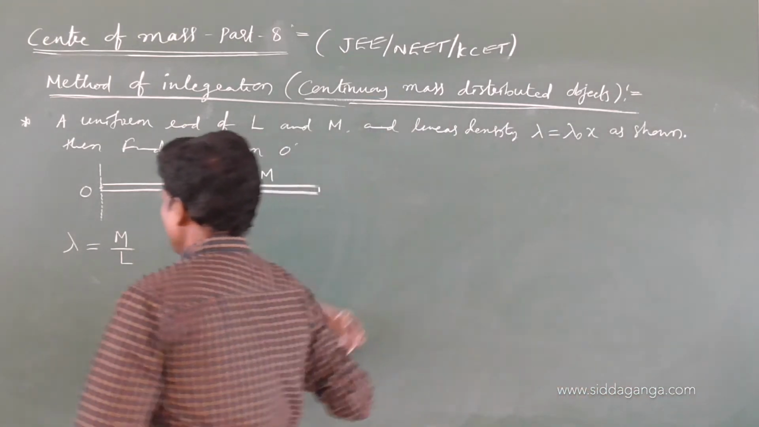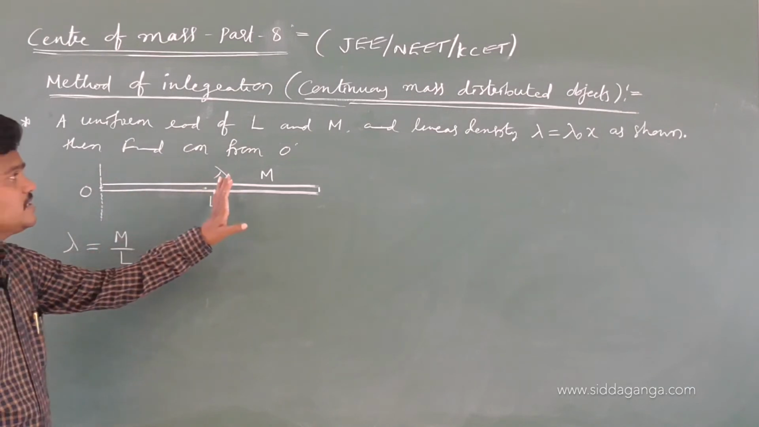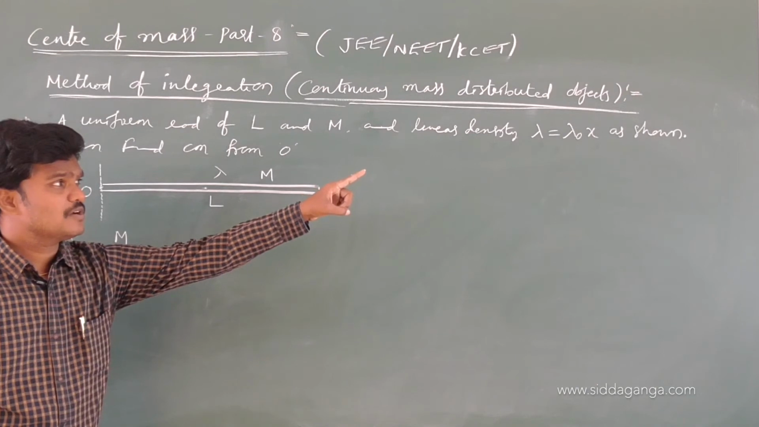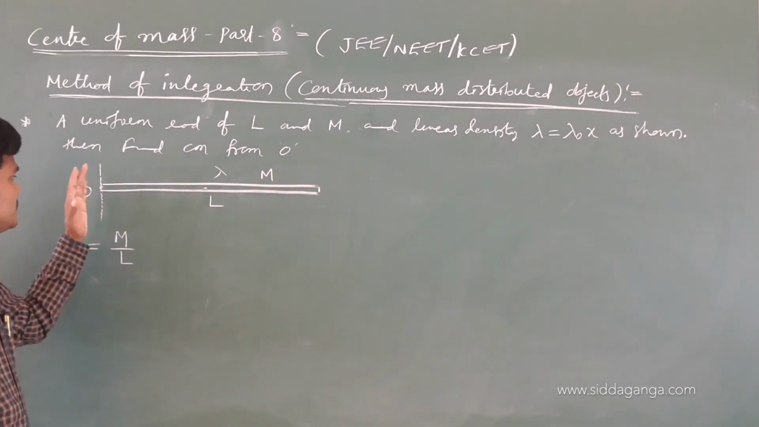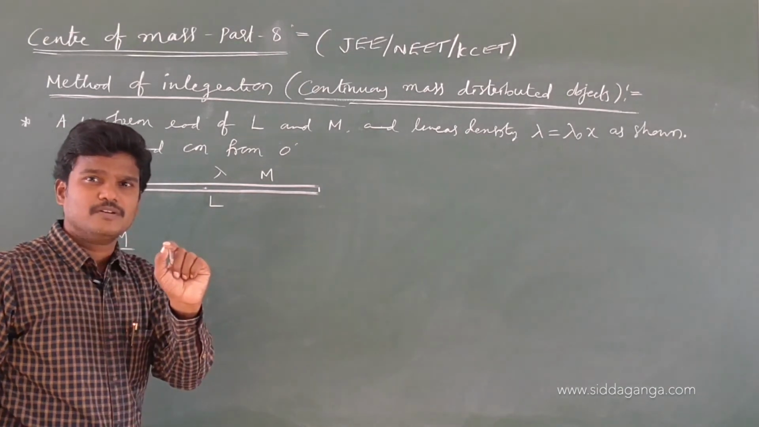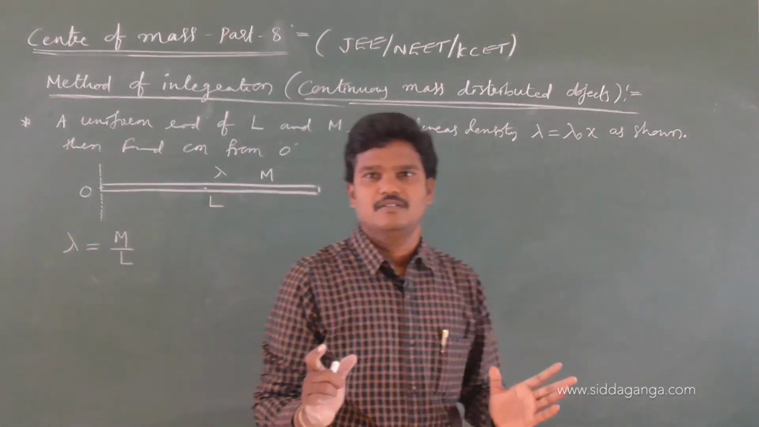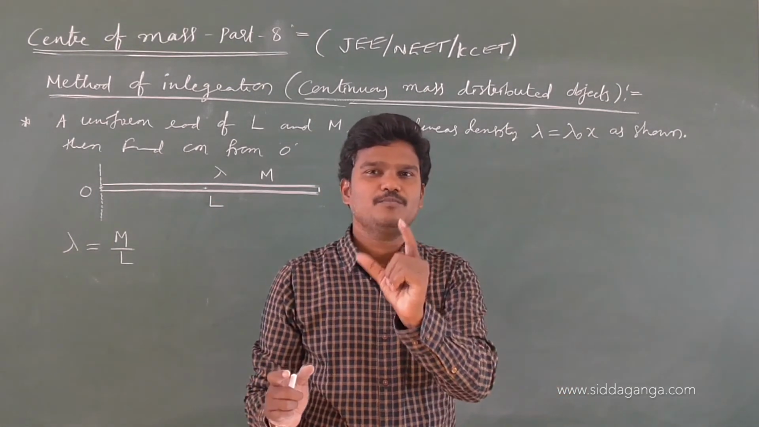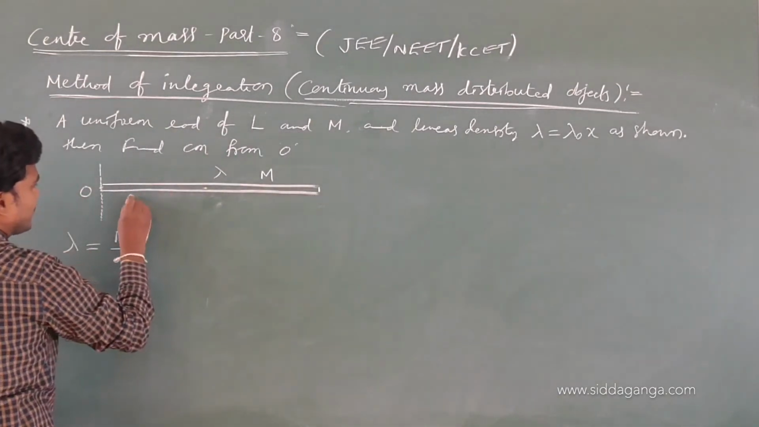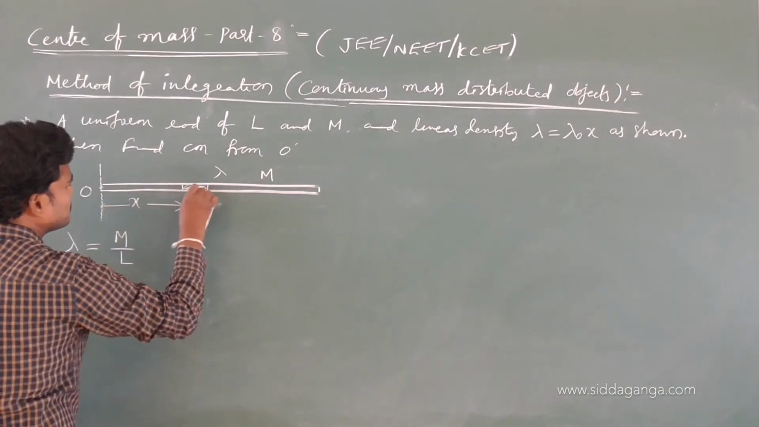Coming to the solution now. A uniform rod whose length is L, mass is M, has linear density varying as lambda equals lambda naught x. Now the target is to find the center of mass from O. To solve this type of question, you can go for a small portion first. At a time we cannot get direct answers. So you can take a small portion from O. Now let me take it at a distance of x.